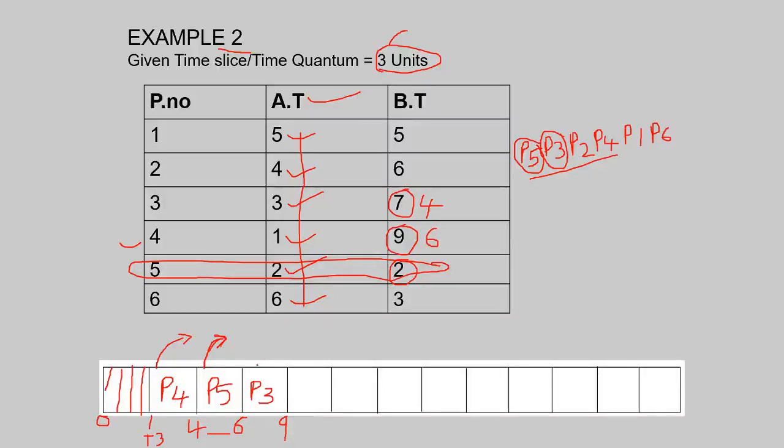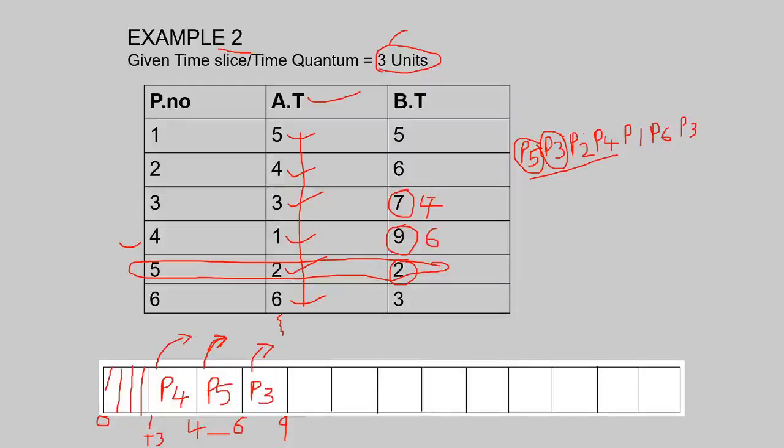Now check which other processes have arrived in the queue while P3 is executing. No other processes have arrived; processes have stopped arriving. Now check whether P3 has completed. P3 has not completed its execution. Still 4 units are remaining, so put P3 into the queue now.